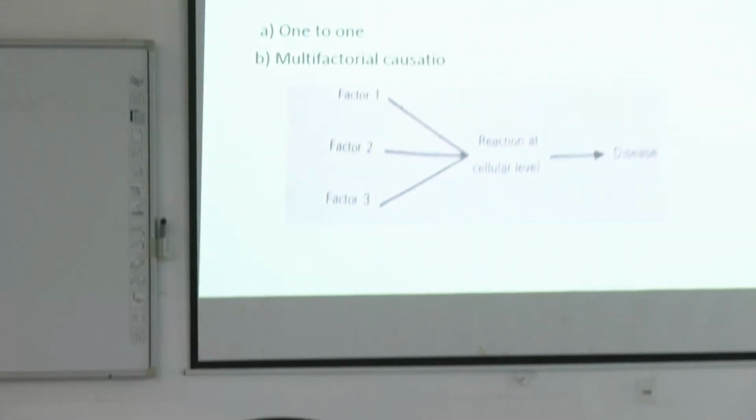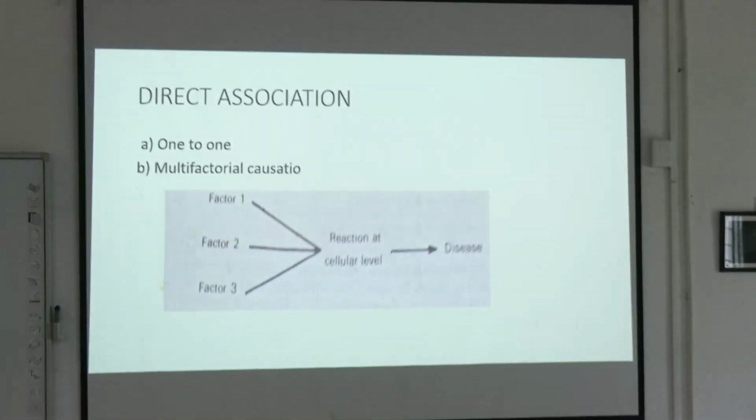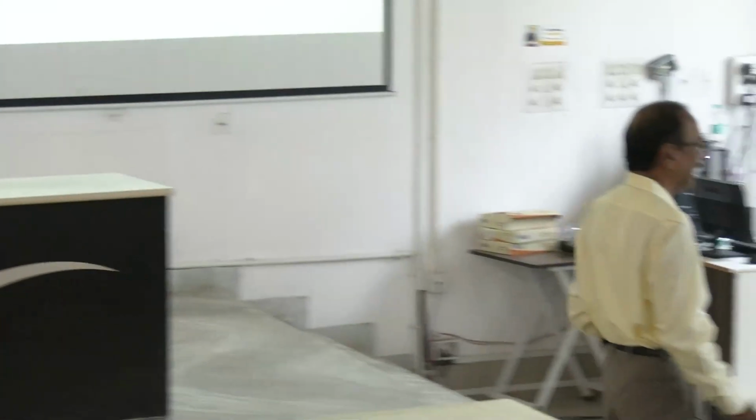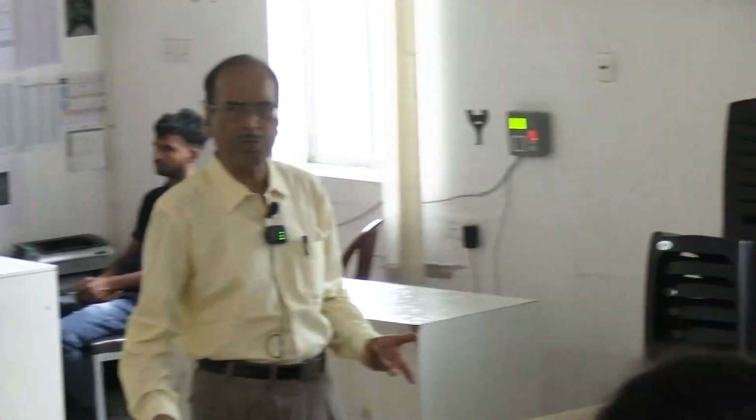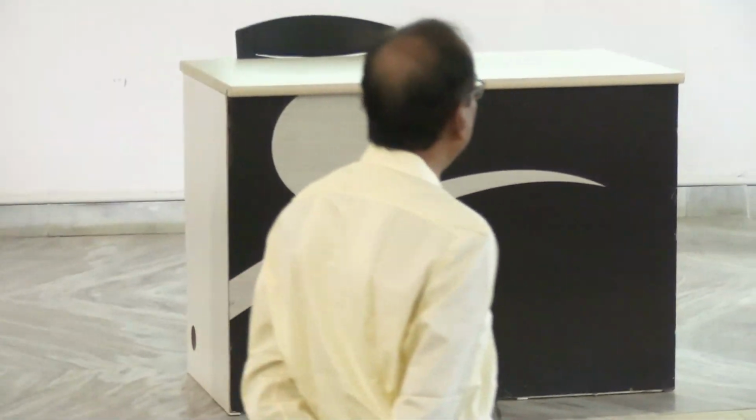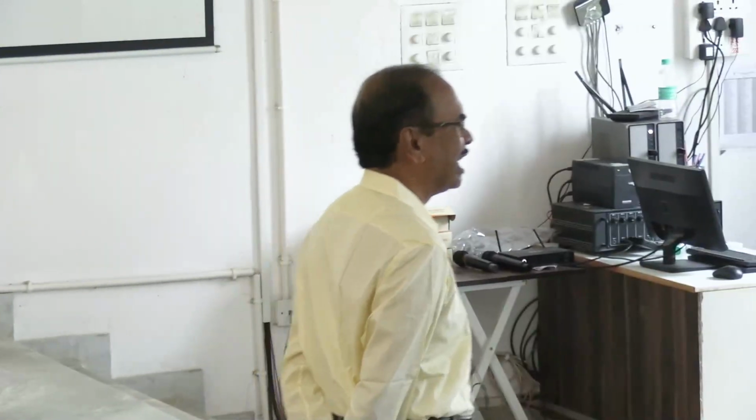Next is multifactorial causation, what I have already told. There is 3 factors. I have already told in case of myocardial infarction, that is high cholesterol, high blood pressure, cigarette smoking, high blood sugar, sedentary habit, all these are factor 1, 2, 3, 4, 5, 6. All these factors act on the tissue, and ultimately there is development of the disease. So this is simple, but sometimes it is synergistic.